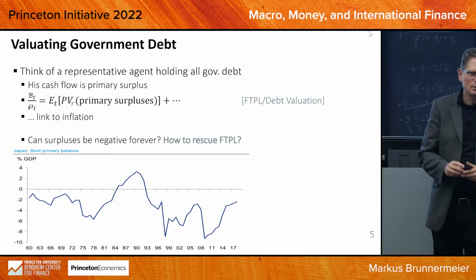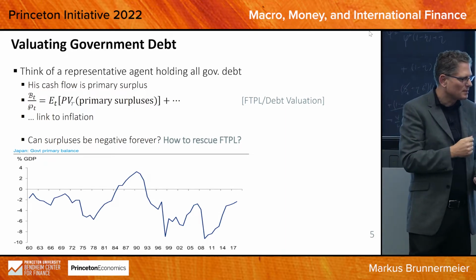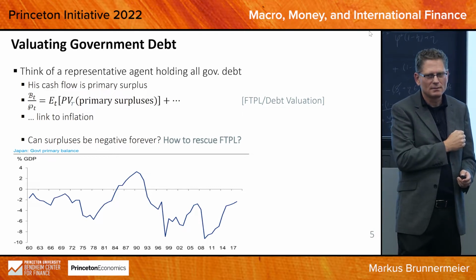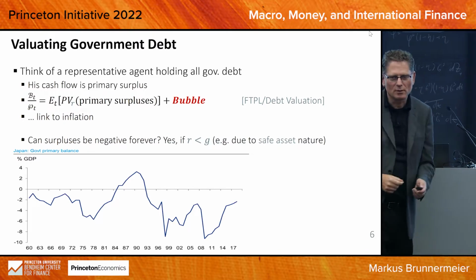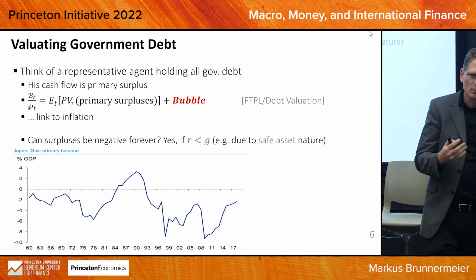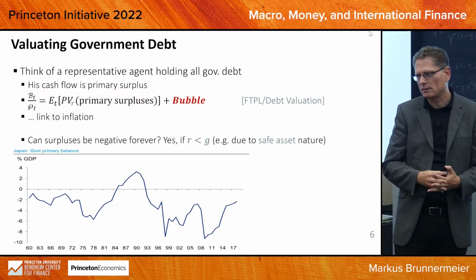What we argue, Sebastian and Yuli, is that there's something missing in this equation. And what's missing? Liquidity. A bubble term, exactly. You want to put a bubble term there. That's the bubble term we would like to understand. Where is the bubble term coming from? What drives that?